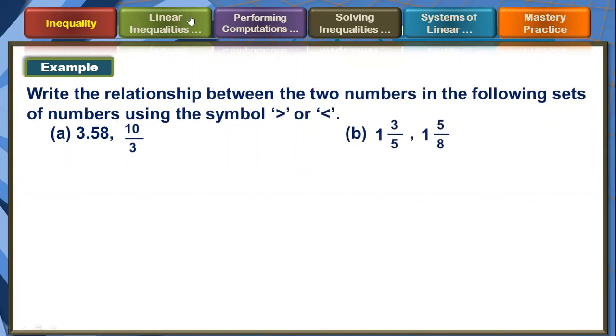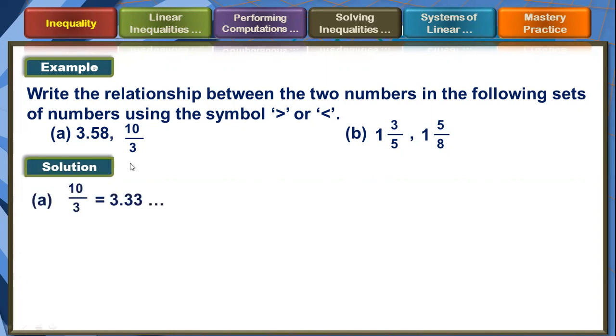Let's have other examples wherein we are going to use real numbers. Write the relationship between the two numbers in the following sets of numbers using the symbol. We know this one is greater than and this one is less than. For A, we're going to compare 3.58 and 10 over 3. And for B, we're going to compare 1 and 3 over 5 and 1 and 5 over 8. So how do we compare them? How do we solve it? How do we find if they are equal, greater than, or less than?